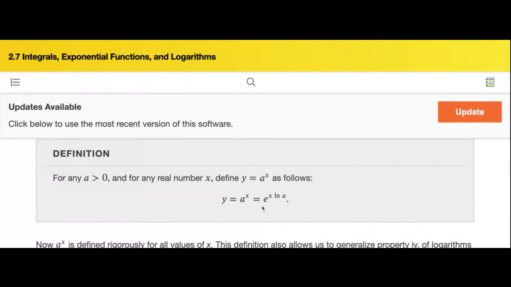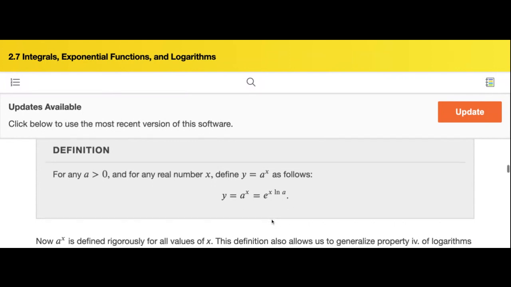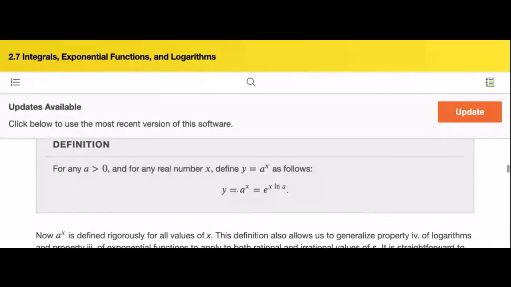y equals a to the x, an exponential equation, can be written as e to the x ln a. When we take ln on both sides, we get ln y equals x ln a. Then we put x to be the exponent of a, so we get a raised to x. That's still y equals a to the x. So basically, you can write it this way.